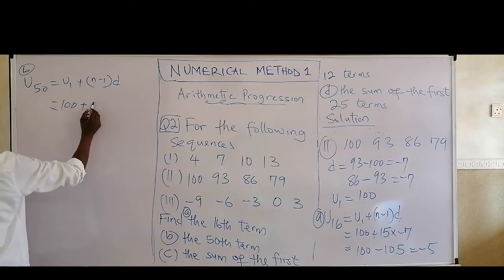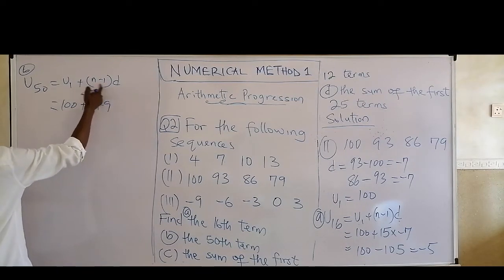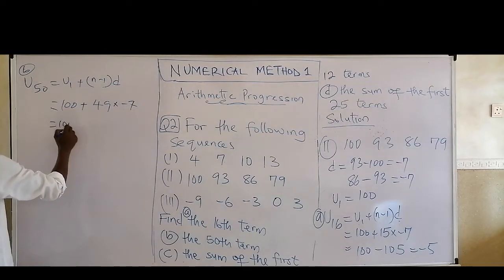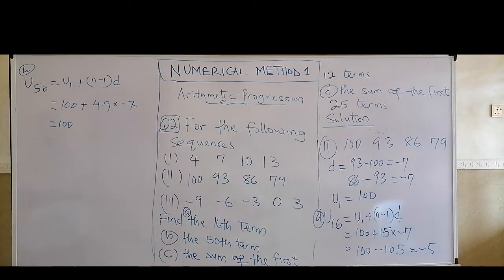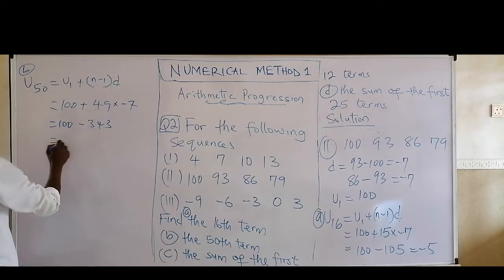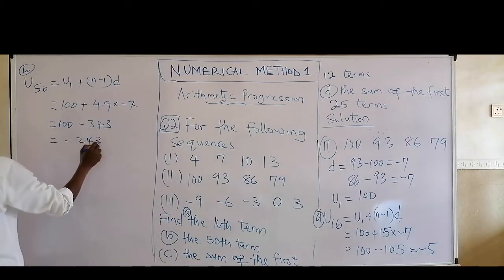100 minus... that's 49. 50 minus 1, that's 49, times minus 7. That's 100, 49 times minus 7. That's minus 343. And that will give us minus 243.